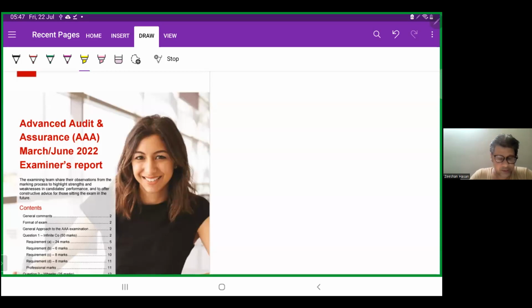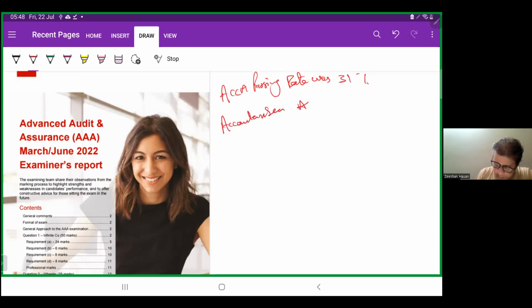I've been teaching this paper for more than 7 years now, and approximately my students' passing rate is more than 80% in this current attempt, whereas ACCA's passing rate was 31%, which ACCA released for the March and June exams. Whereas my students, accountancy students, passing rate for AAA was above 80%.